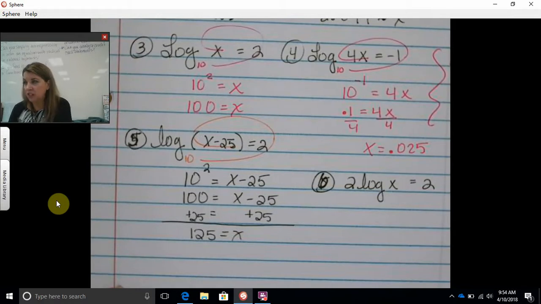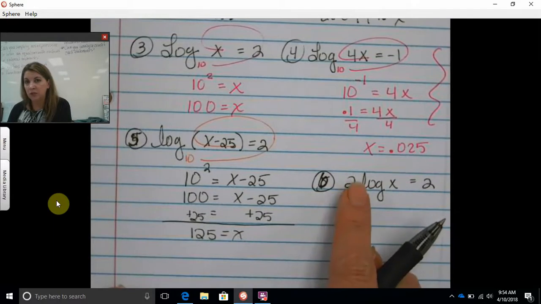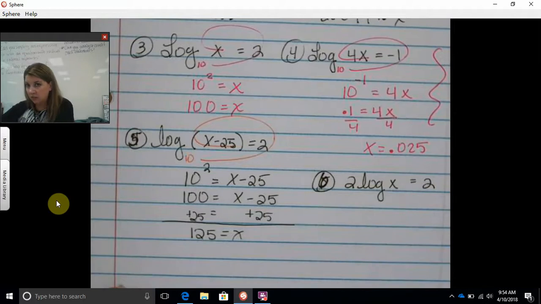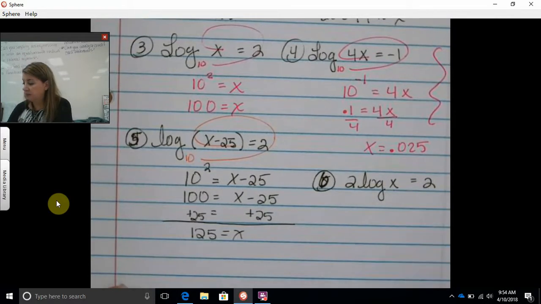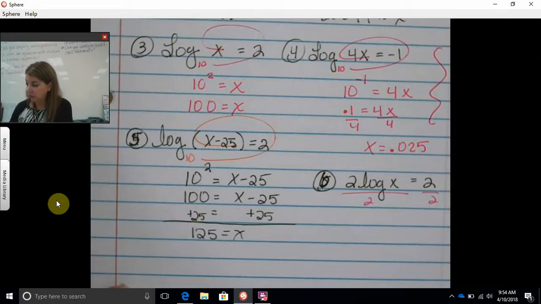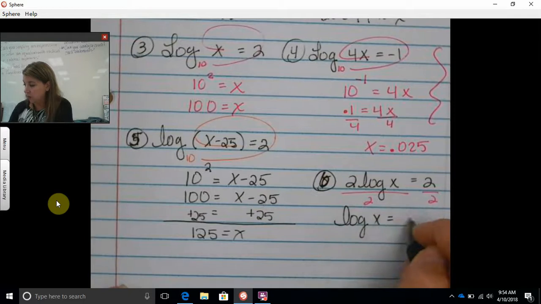Now, I can't convert this to an exponential equation until I get rid of this 2. If 2 is being multiplied by the log of x, and I need to get rid of it, what would I do? Divide both sides by 2. So that gives me log of x equals 1.